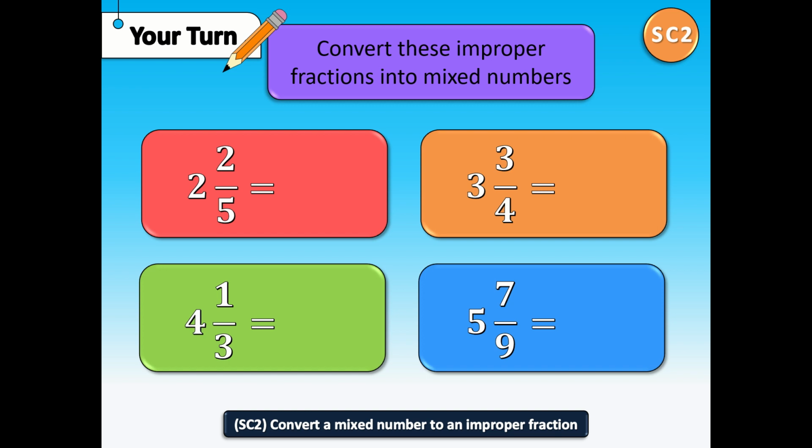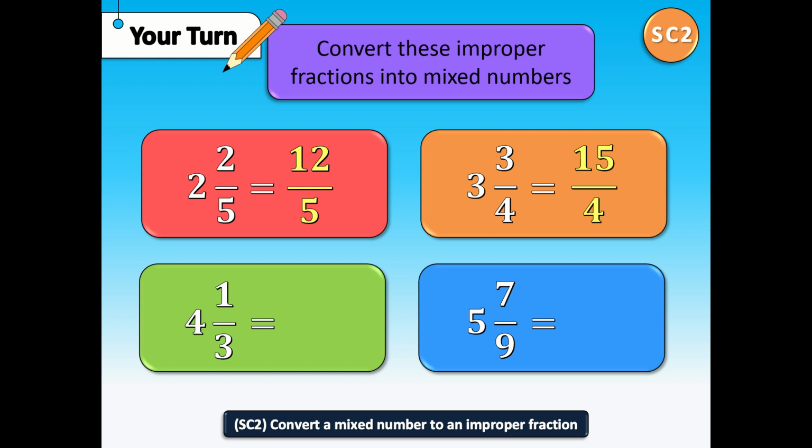So on the red question, 2 2/5. So we need to do 2 times 5, which is 10, and then add it to 2. So that's 12/5. On the amber question, we do 3 times 4, so that's 12. Add it to the top number, so add it to 3, so that'd be 15/4.